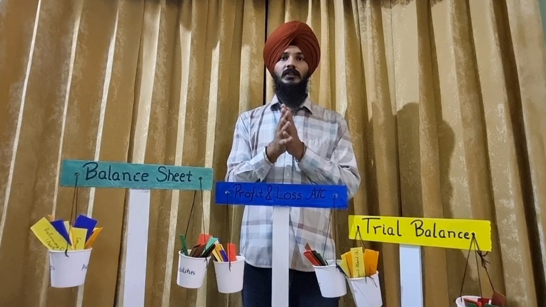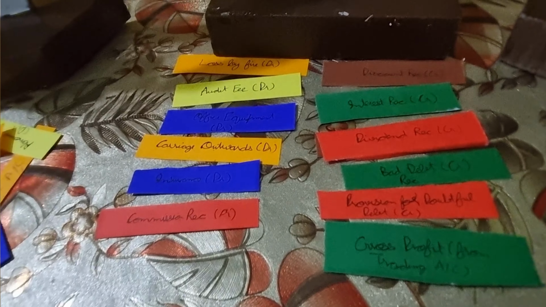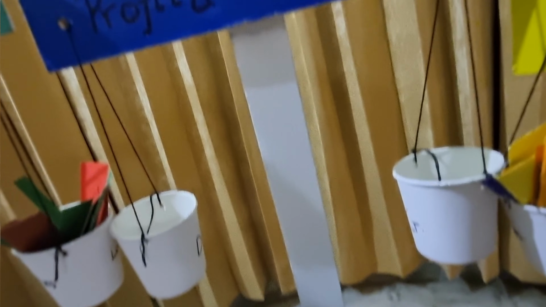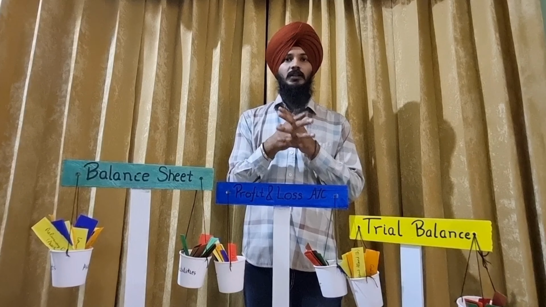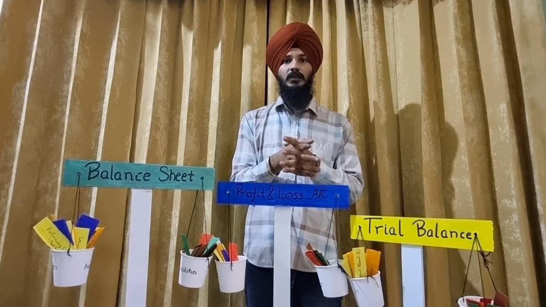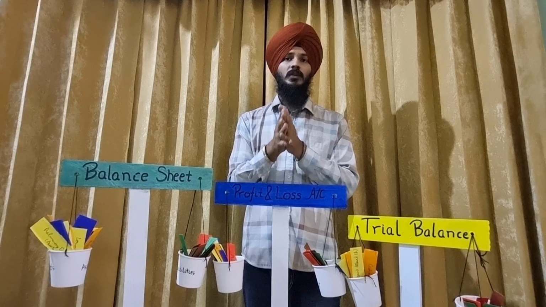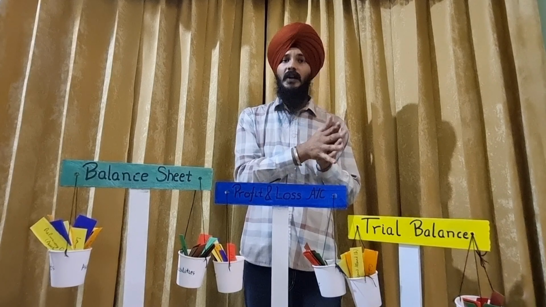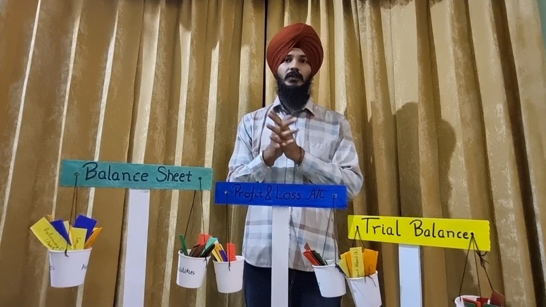So what comes in the debit side? All indirect expenses: rent, rates and taxes, salaries, wages, office expenses, postal and stationery expenses, telephone and internet charges, printing and advertisement, depreciation, interest paid, discount allowed, and bad debt written off. So these will come in the debit side.